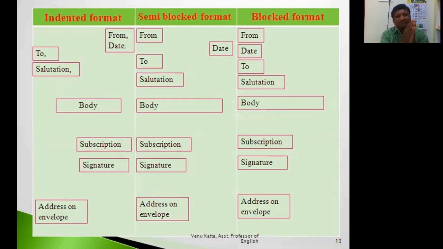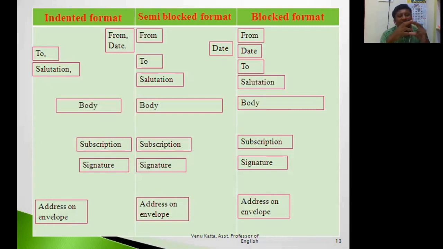In this one, first at right side upper corner, from address should be written, and at end of every word, every line, you should put a comma, and then below the from address you have to write a date and put a full stop. And left side to address, the recipient address, comma, comma, comma, full stop. And salutation, a comma.